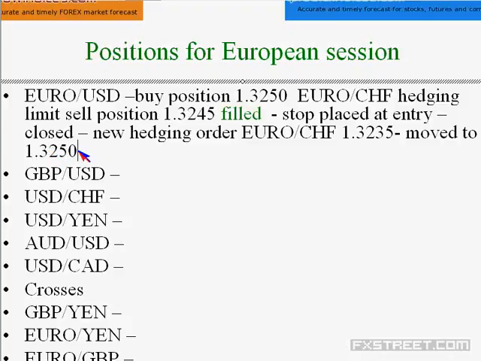So when I move the order, till such time I'm able to keep a stop at entry in the buy position. Now euro is making a nominal profit of about 6 pips. So I will wait for euro to make about 20 pips profit. Then I'll keep a stop at entry in euro and remove the hedging order in euro CHF. So this way, if you do it in a mechanical way, then there is no fear.